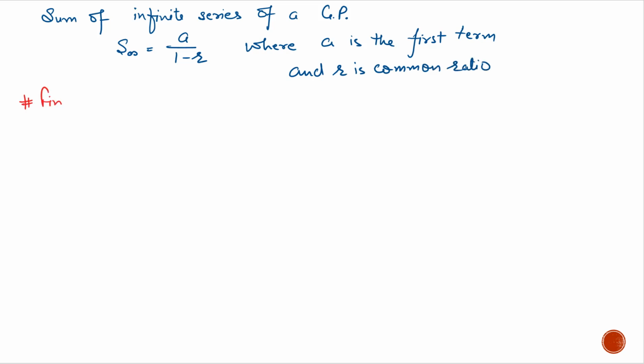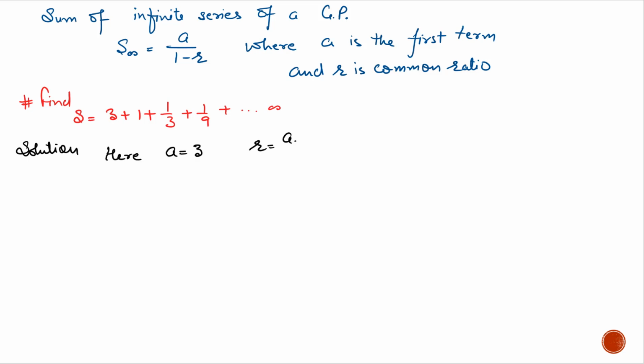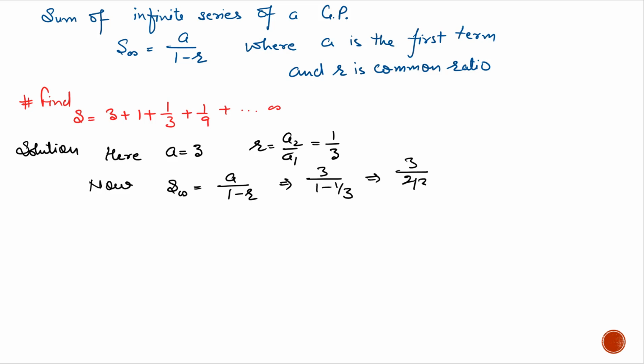We can explain with the help of an example. Find the sum of the series 3 plus 1 plus 1 by 3 plus 1 by 9 and so on till infinite. Here A is 3, the first term, and the common ratio is second term divided by first term, which is equal to 1 divided by 3, that is 1 by 3. Now the sum of an infinite series is A upon 1 minus R. Put A equals 3 and R equals 1 by 3, and after calculation, we'll get the answer 4.5.